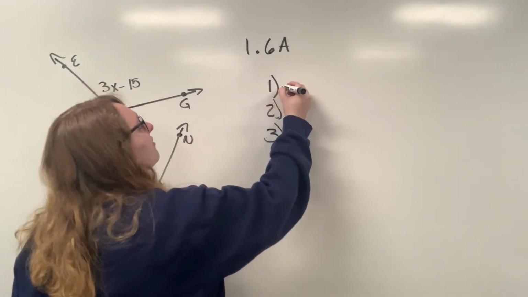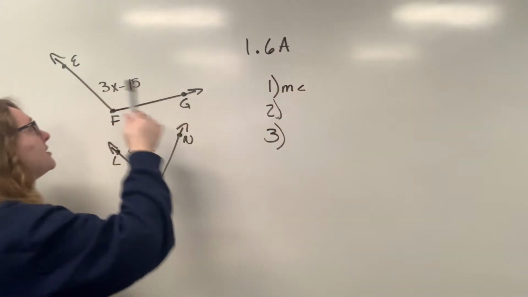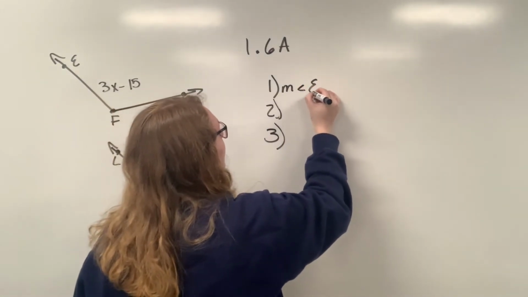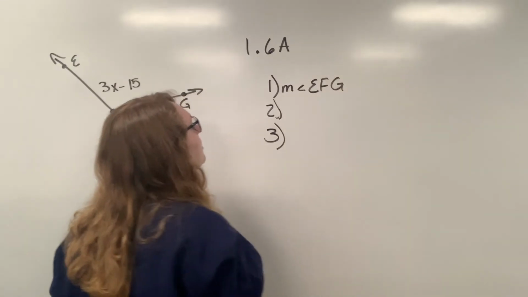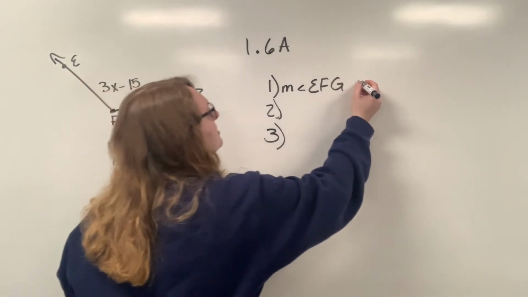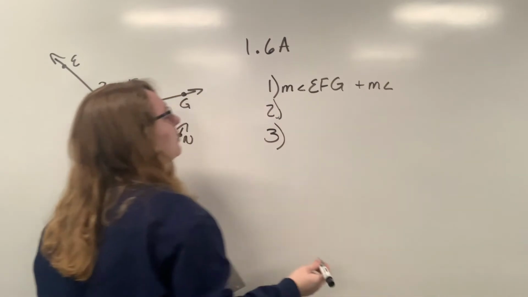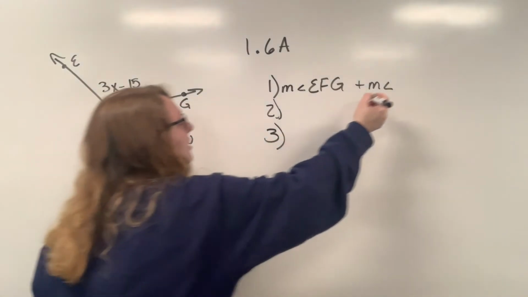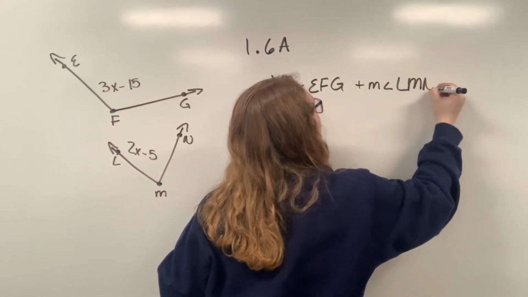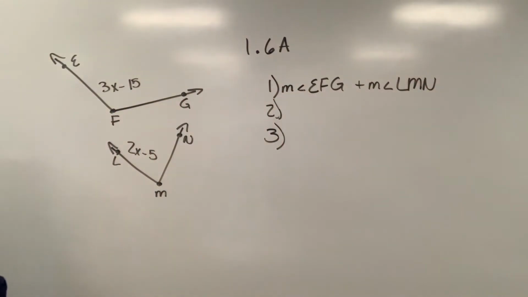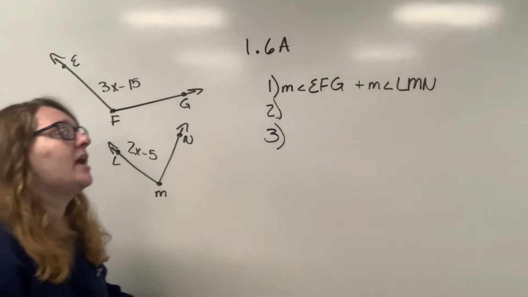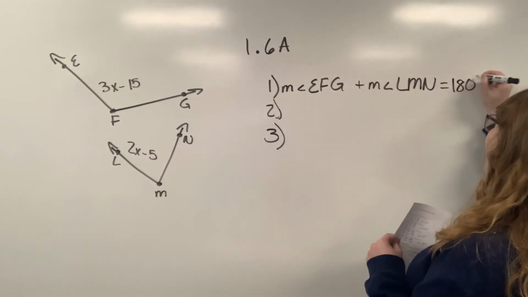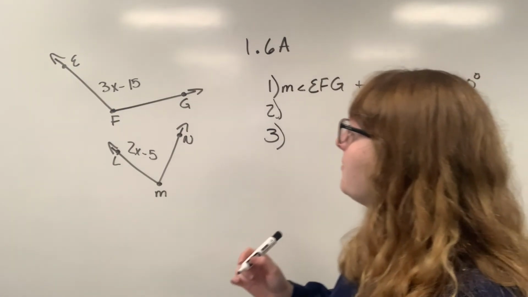So we have the measure of angle EFG plus the measure of angle LMN. And the problem tells us that these are supplementary angles, or super angles, meaning that they add up to 180 degrees this time.